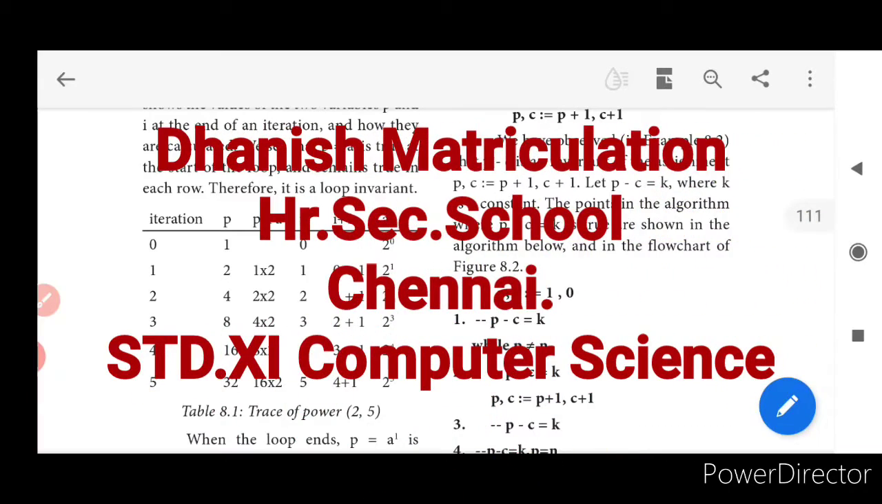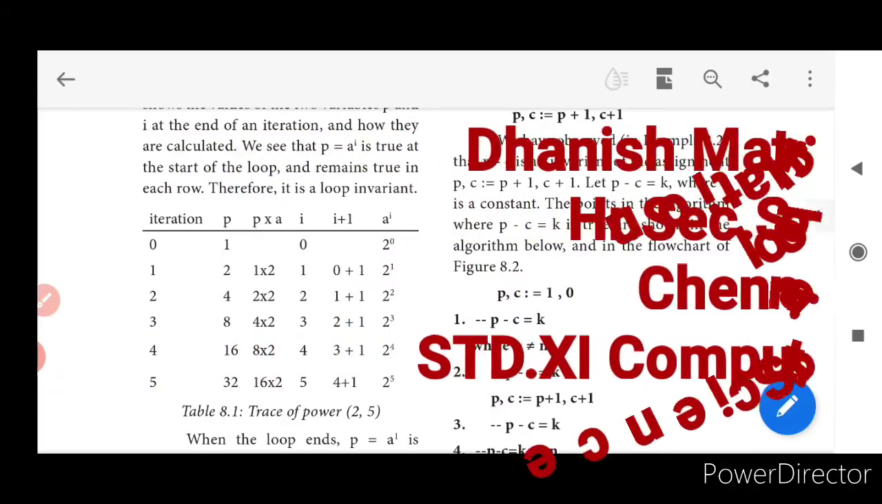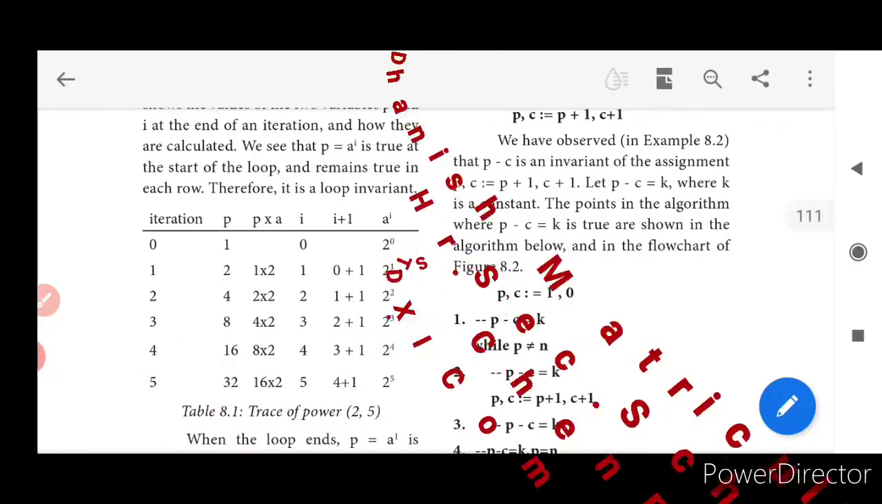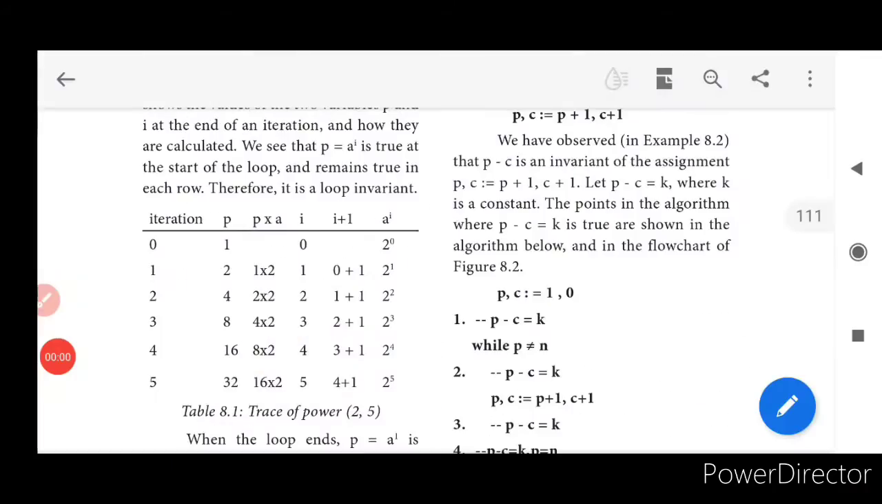In last class, we saw chapter 8, iteration and recursion. What is iteration? What is recursion? And we also saw what is loop invariant, isn't it? What is loop invariant?